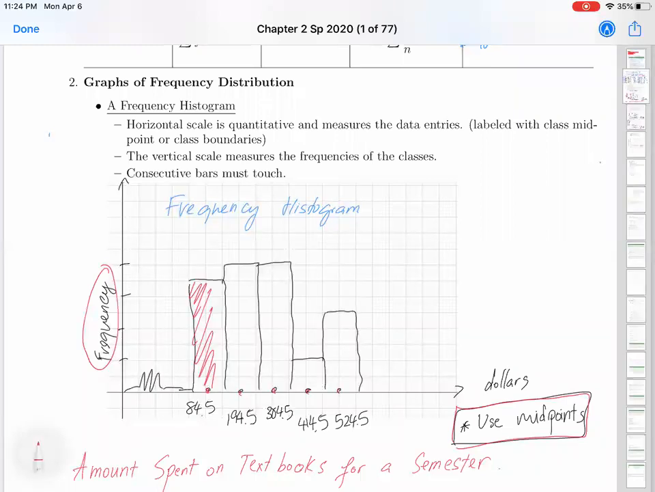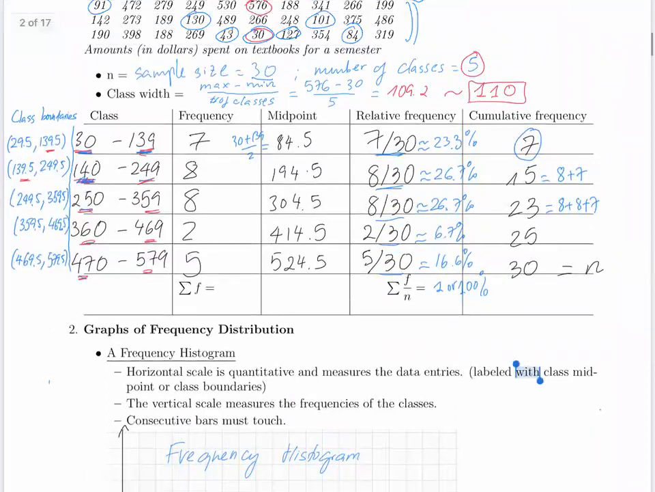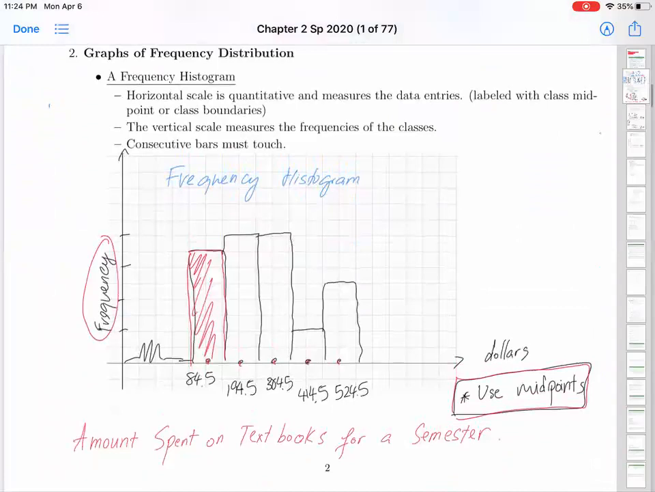And then look at the vertical scale, so the height of each bar. The first bar here is a representation for the first class. And the midpoint of the first class is 84.5. So I use 84.5 to represent my first class. And the height of this first bar here is the frequency of the first class. And the frequency of the first class is 7, right?